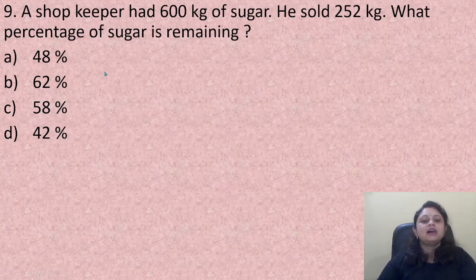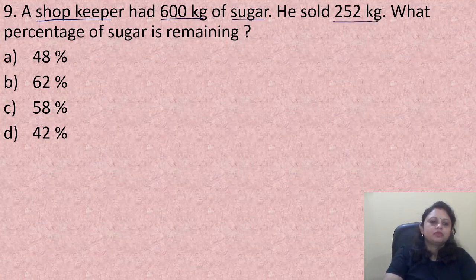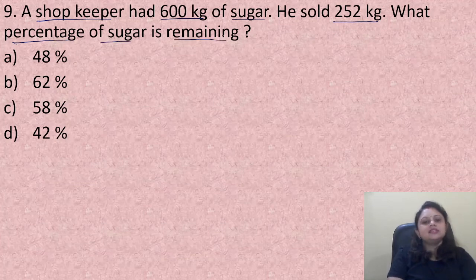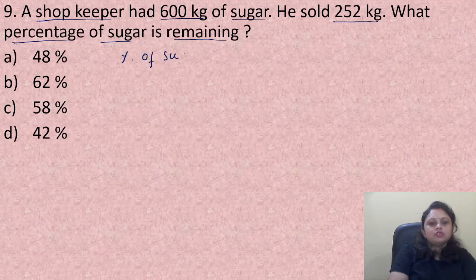A shopkeeper had 600 kg of sugar. He sold 252 kg. What percentage of sugar is remaining? Option A 48%, B 62%, C 58%, D 42%. In the question it is given, the shopkeeper had 600 kg of sugar. He sold 252 kg. What percentage of sugar is remaining?